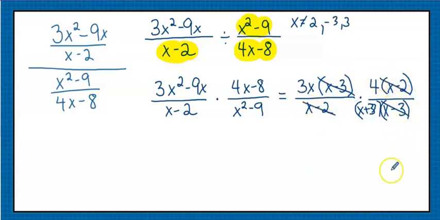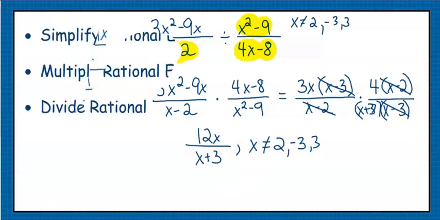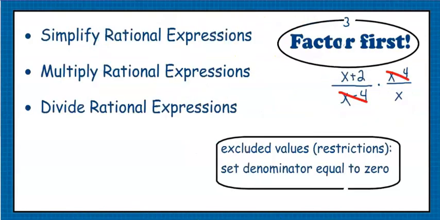Cross out the x minus 2s, the x minus 3s. That's all I can do there. So we're going to multiply the 3 times the 4. 3x times 4, that's 12x. And then in the denominator, all we have left is x plus 3. So it equals this as long as x does not equal 2, -3, or 3.